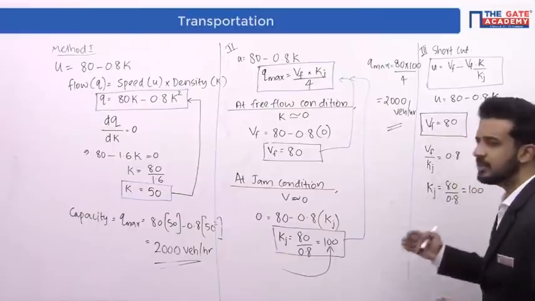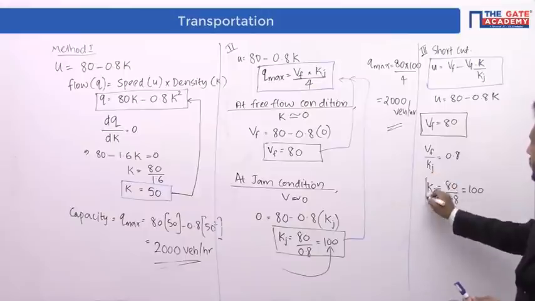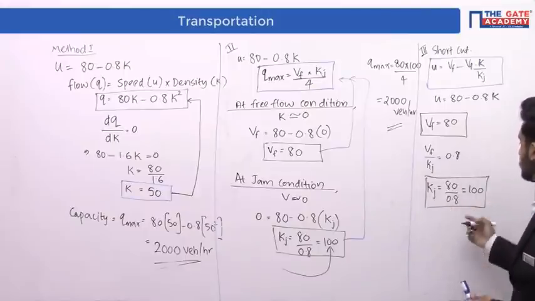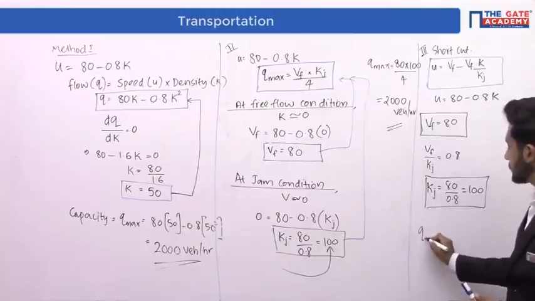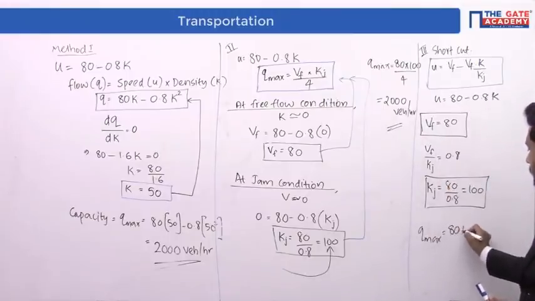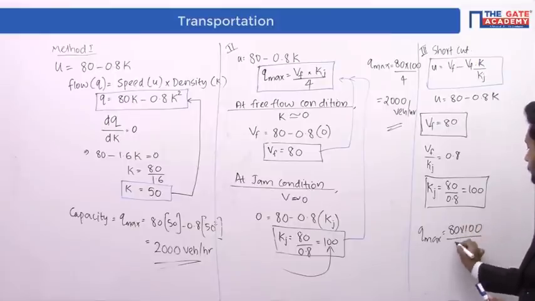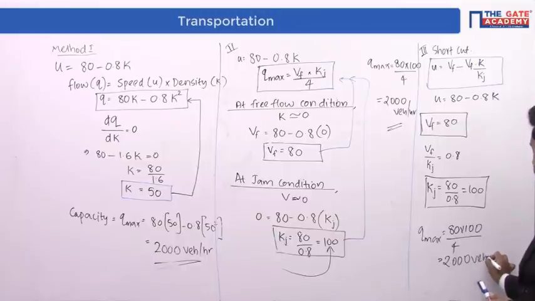So here we are getting it directly by comparison. Okay. So 80 I got, Kj is equal to 100 I got. Now I can use this equation. Qmax will be equal to Vf into Kj by 4. What am I getting? 2000 vehicles per hour.